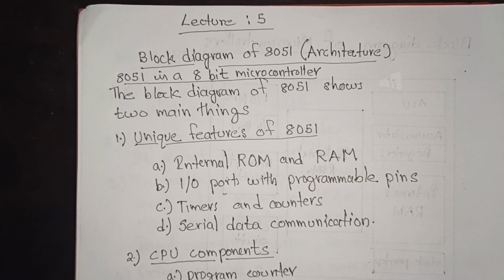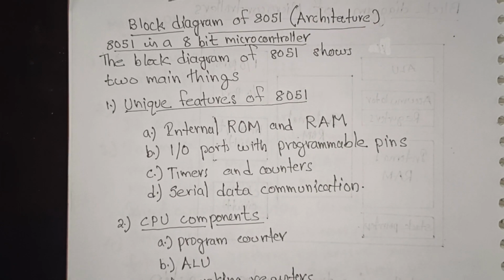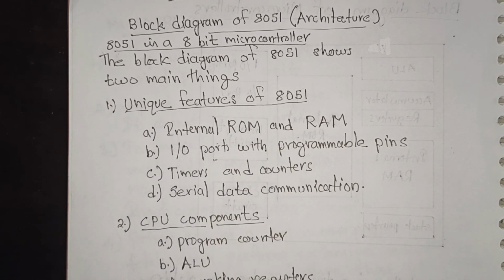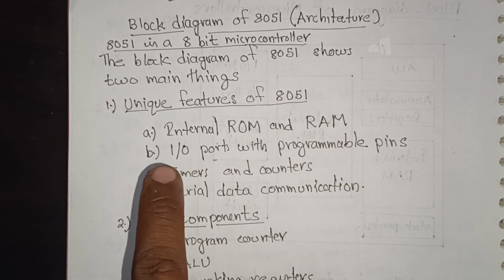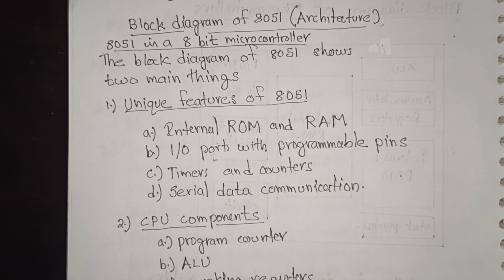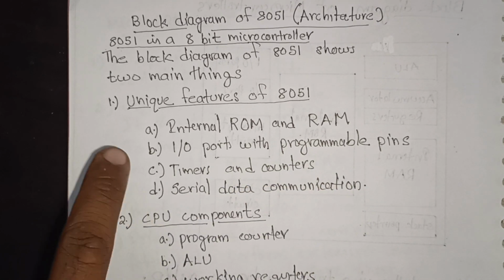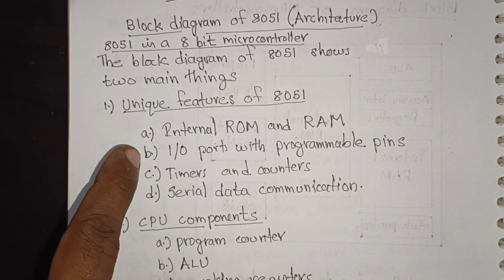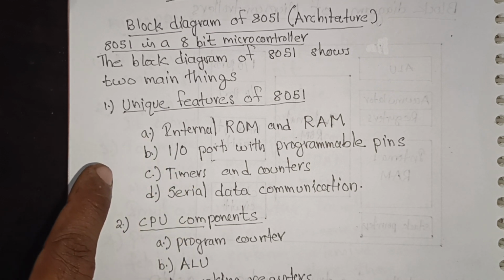Actually, 8051 is a microcontroller. So, it has both features of a microprocessor and some additional peripherals. So the block diagram contains two main parts. The first part is a unique feature of 8051: ROM, RAM, IO ports, then timer, counter, and serial data communication circuitry. These things are present in our 8051. Generally, they are not present in a microprocessor. So these things are unique features to 8051 microcontroller.